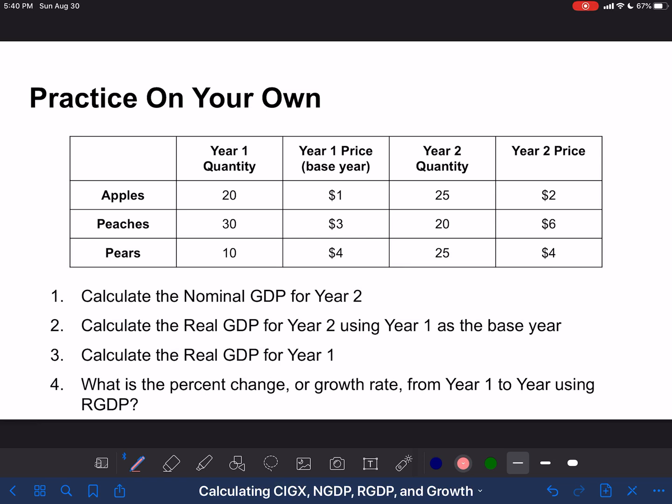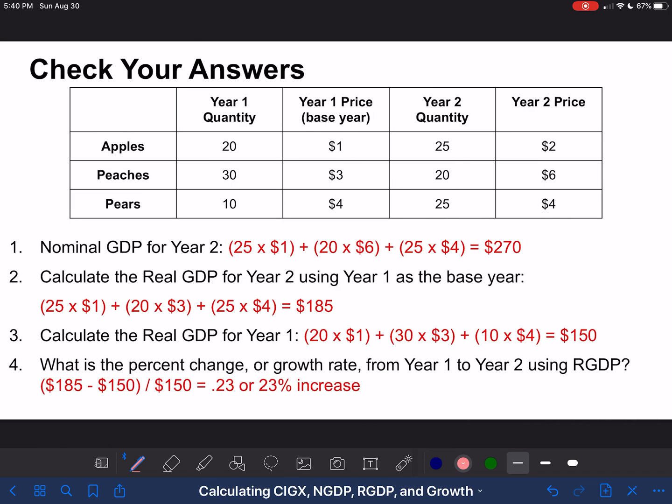So go ahead and pause the video and you're going to practice on your own calculating nominal GDP and real GDP and growth rate. And then you'll hit play when you're done and you can check your answer. So let's check your answers here.